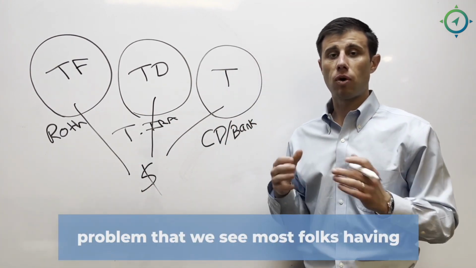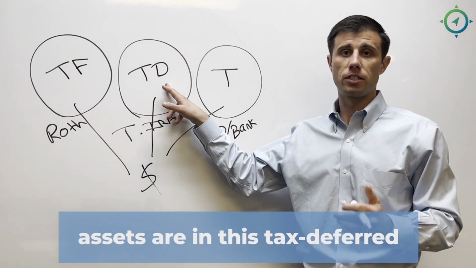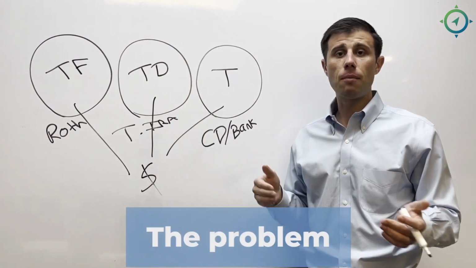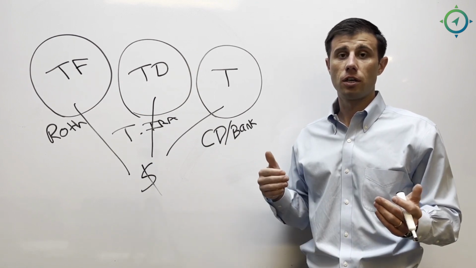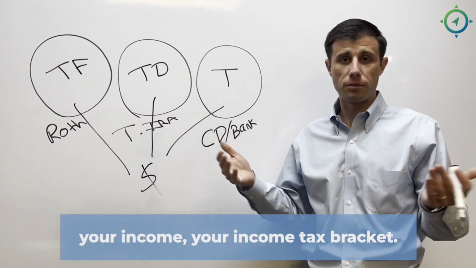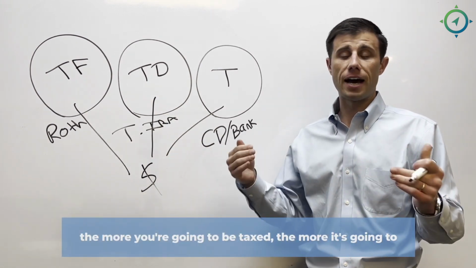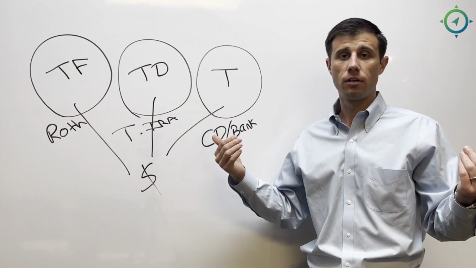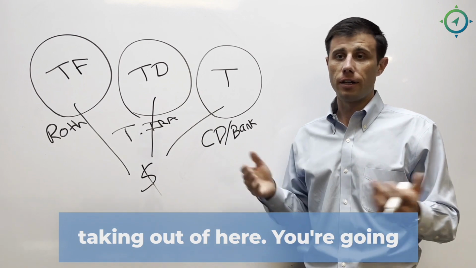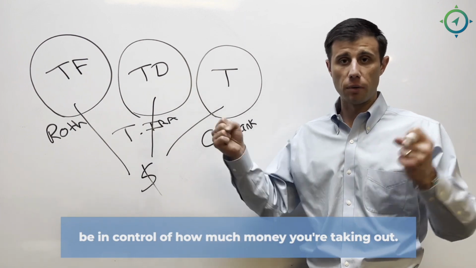Okay. The problem that we see most folks having is most of their assets are in this tax-deferred account. Most of their assets have not been taxed yet. The problem that creates is your standard of living is now dictating your income tax bracket. So the more money you pull out of this account, the more you're going to be taxed, the more it's going to increase your tax rate for that given year. So you're going to be handcuffed based off what you're taking out of here. You're going to be handcuffed based off whatever your income tax bracket is. Okay, we want you to be in control of how much money you're taking out.